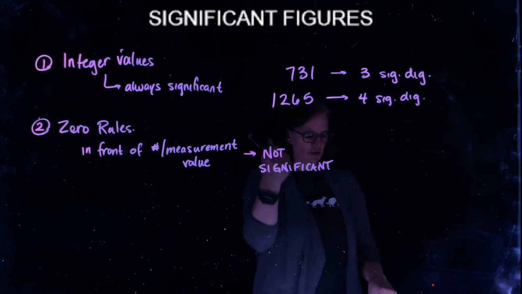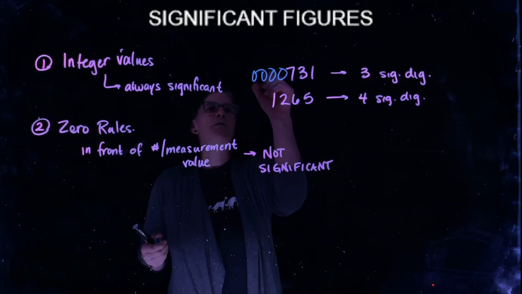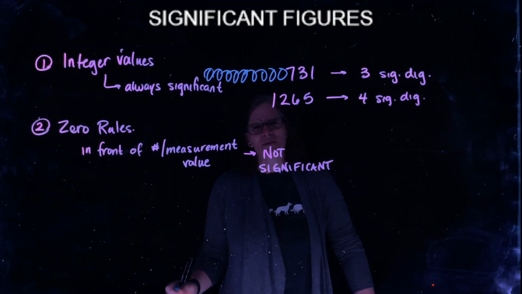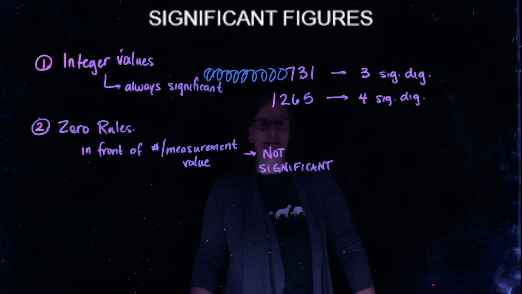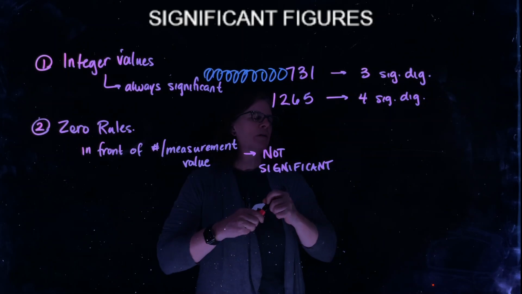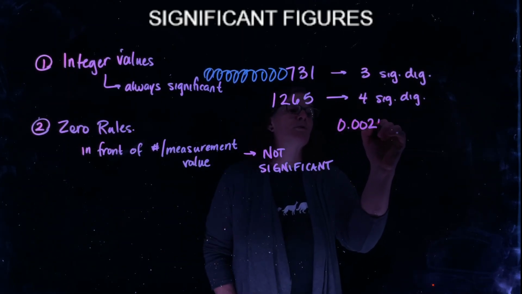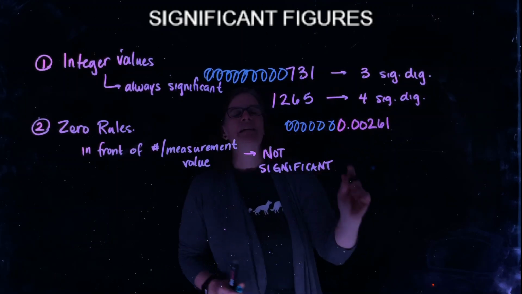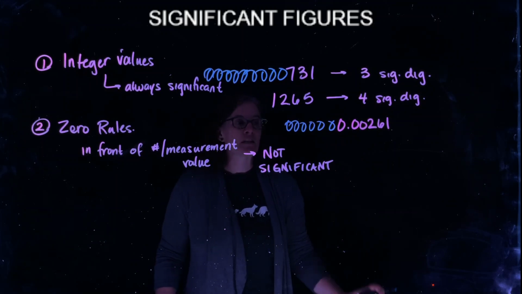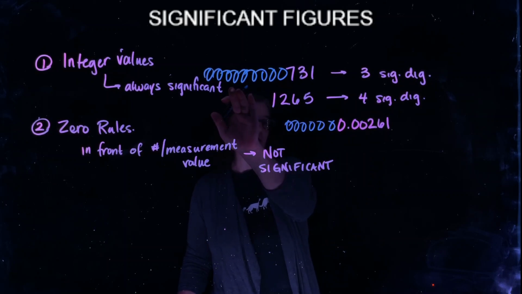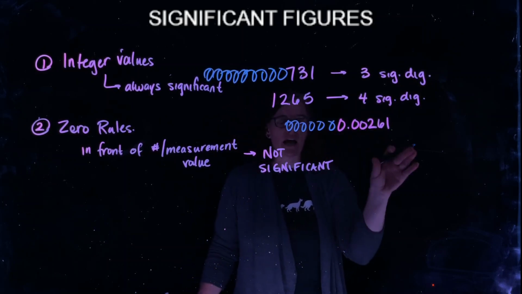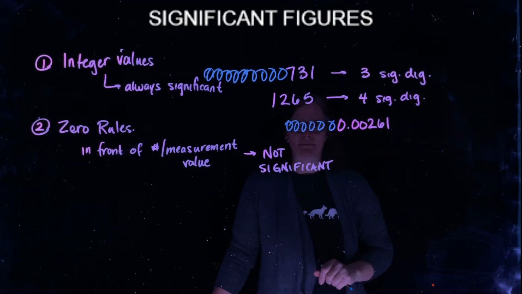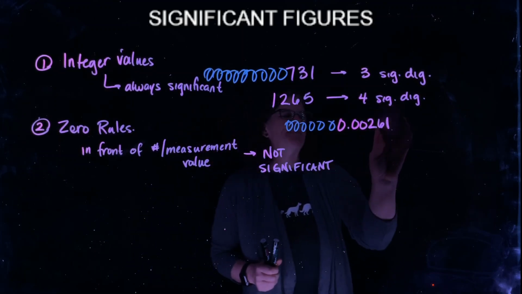If I have 731 and I plop a whole bunch of zeros in front, I could plop 1,000 zeros in front of that number and it doesn't change the number. So those zeros can't mean anything. They're not significant. Or if I have a number 0.00261, I could plop a whole bunch more zeros in front of this number, and again, it doesn't change anything. Zeros in front of a number, whether there's a decimal point or not, are not significant. So 0.00261 has three significant digits: the two, the six, and the one. That's the easy zero rule.